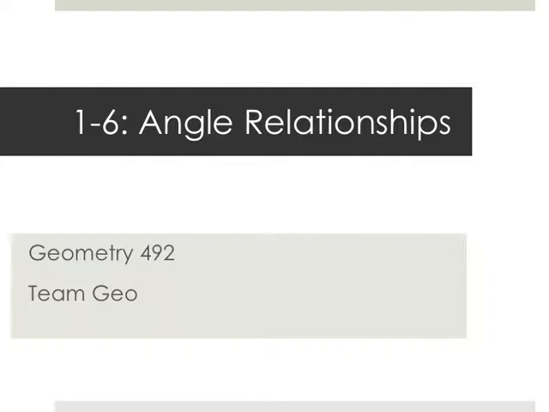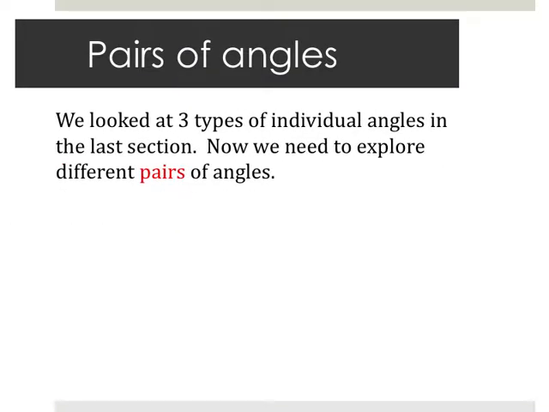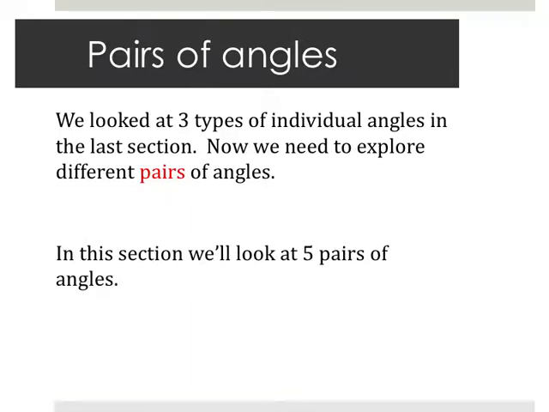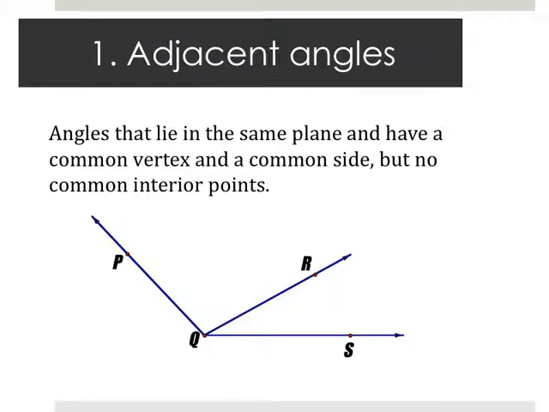So those were types of angles. These are pairs of angles, which is exactly what that says. Okay, so 5 pairs of angles today. They all do different things. They all have different names. First one, adjacent angles. These are the easiest.